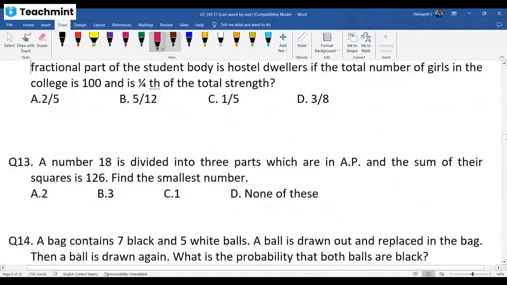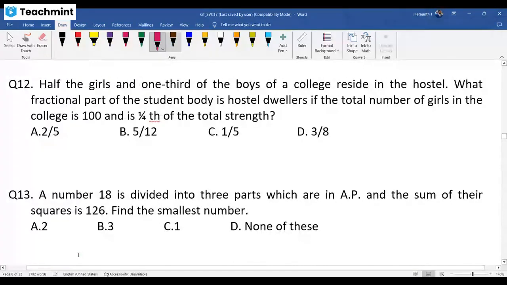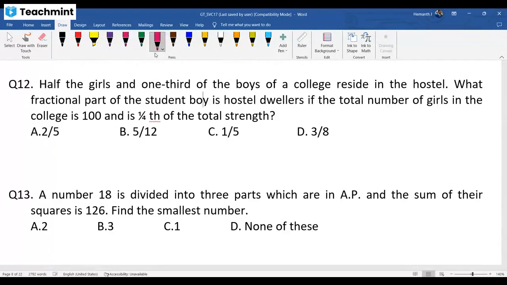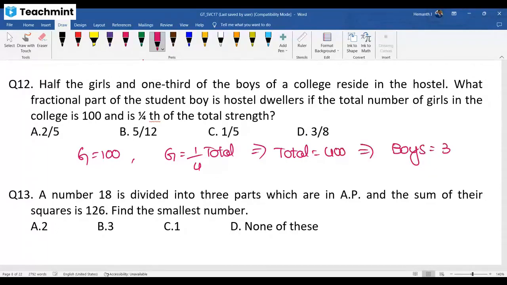Now here, half of the girls and one third of the boys of a college are staying in the hostel. What fractional part of the student body is in the hostel? This is not the total number of girls. So total girls is 100. They clearly mentioned this is one fourth of the total strength. So girls are one fourth of the total, so total strength is nothing but 400. With total strength 400, girls are 100 and boys are 300.